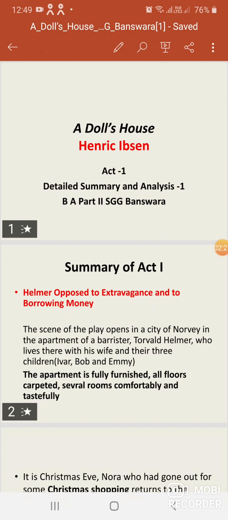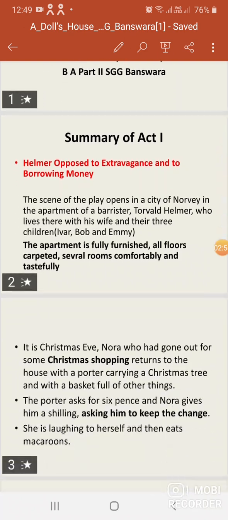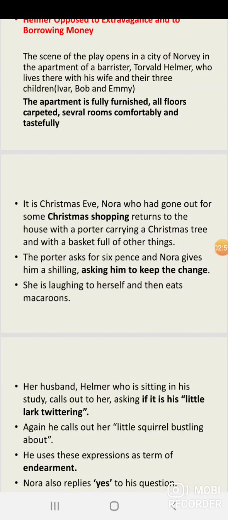It means 5 people are living in this apartment, and this apartment is fully furnished and decorated, all the floors are carpeted, and there are sufficient, comfortable rooms, tastefully decorated. So this is how the scene takes place, in a city of Norway. Now the time is Christmas Eve, and first of all we meet Nora.